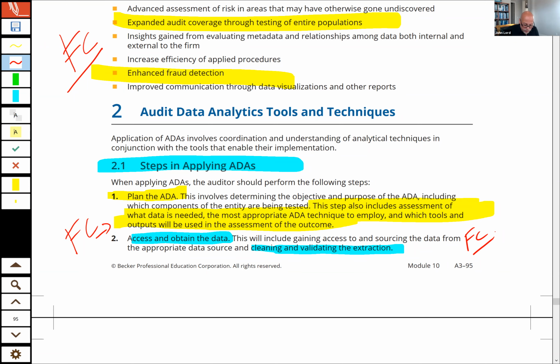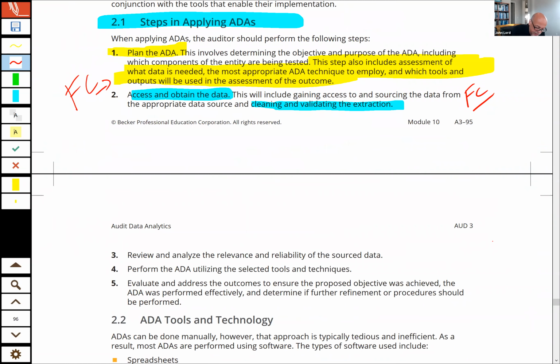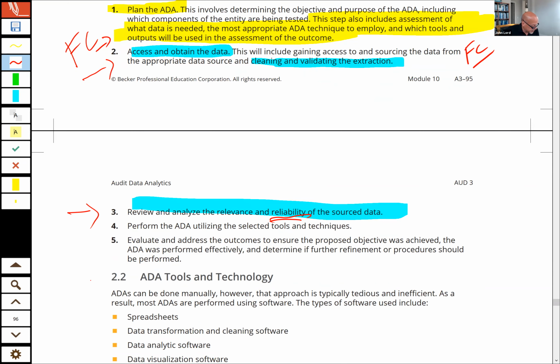Okay, and then of course, key step, review and analyze the relevance of the data, the reliability of the source data. So reliability of the data is key. I want you to flashcard these ones I've highlighted. If you have a client that already has some IT weaknesses, then maybe you can't rely on that data that you're pulling for your data analytic because their system is already flawed. So you would first have to be satisfied that they have a reliable system, and then you could go ahead and start to do these steps of obtaining the data, validating, extracting it, cleaning it, etc.